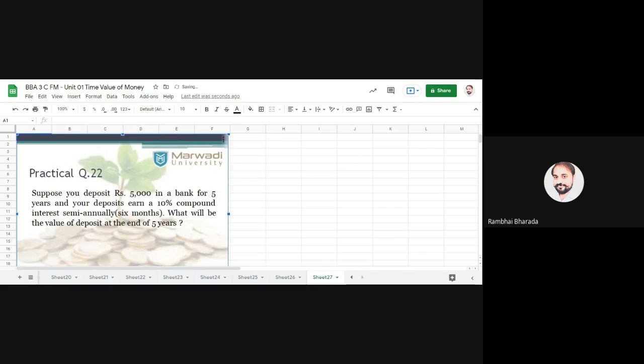Now see question number 22. Suppose you deposited 5,000 rupees in a bank for the next 5 years, at 10% compounded interest. But now please be careful: interest is compounded semi-annually. Semi-annually means 6 monthly, half yearly.